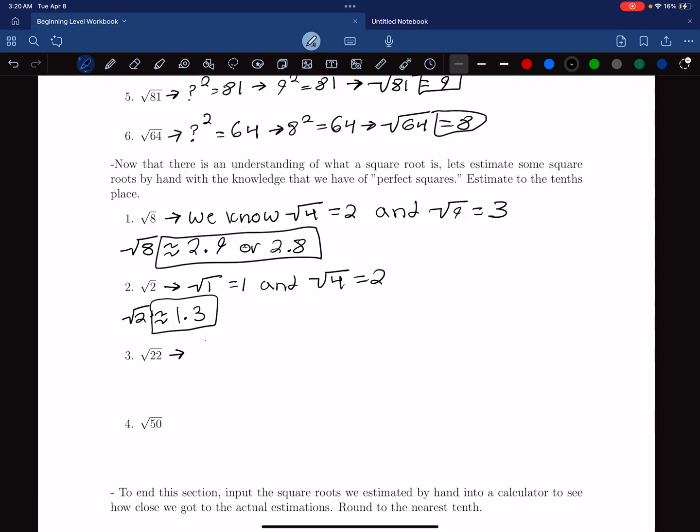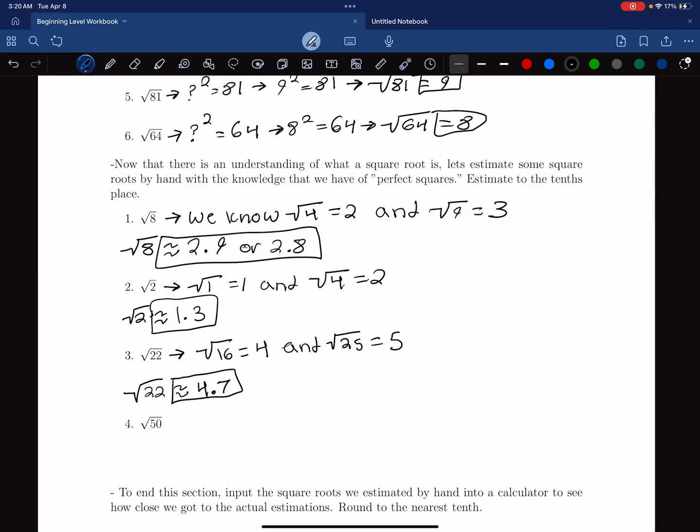We know that 4 squared is 16, so the square root of 16 is 4, and that 5 squared is 25, so the square root of 25 is 5. So with that knowledge, let's approximate the square root of 22. So 22 is closer to 25. So let's just say approximately around 4.7.